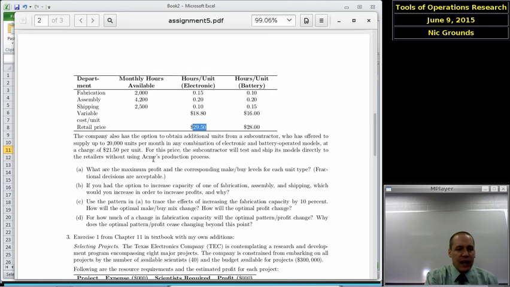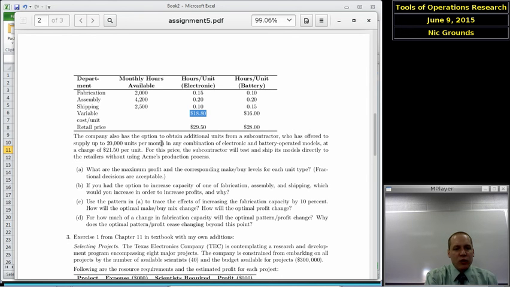In addition to that, essentially the decision variables were how many electronic units to build and how many battery units to build, subject to the number of hours used to do that building being less than the capacities of the departments. Obviously we're trying to maximize the total profit, which was the profit of each unit sold minus the cost of each unit, summed up.